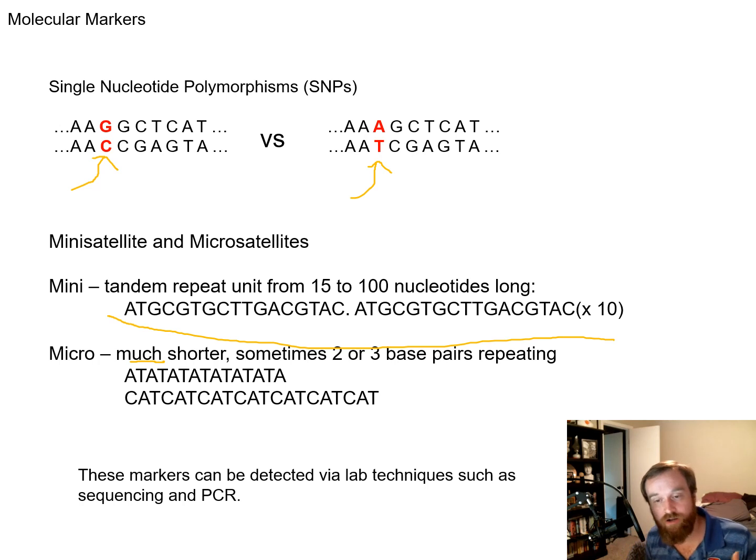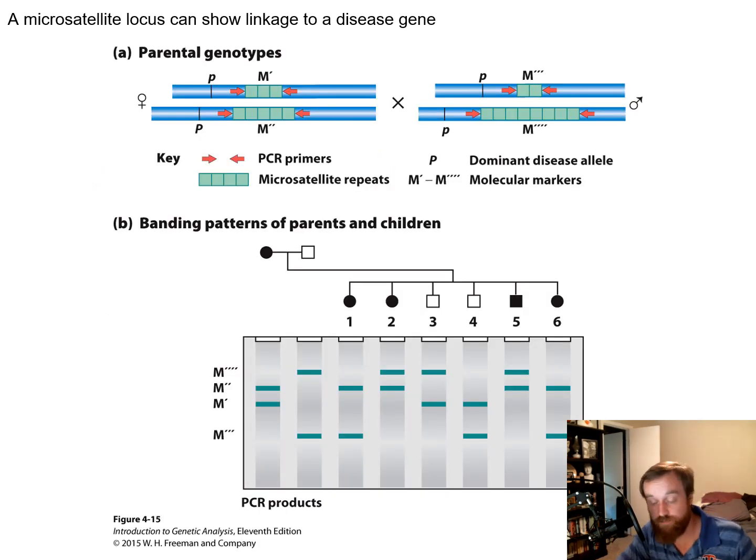But these are all unique characteristics of somebody's DNA that we can use to distinguish from one another. Now, why this is important is because some of these microsatellites or molecular markers, like SNPs or minisatellites as well, we can use these to distinguish individuals who may have a susceptibility to a disease because of that linkage we talked about earlier.